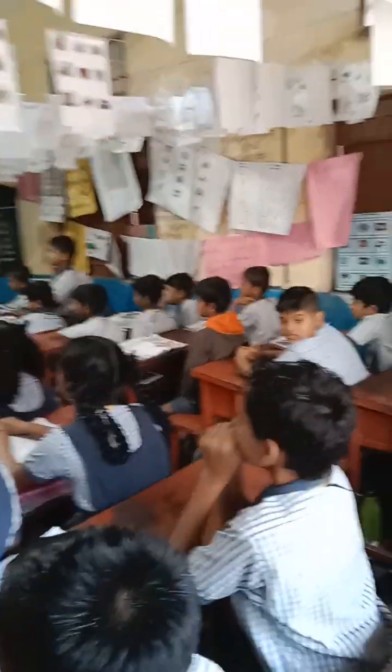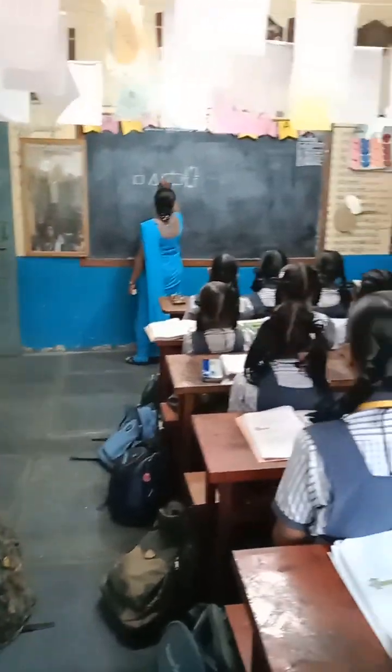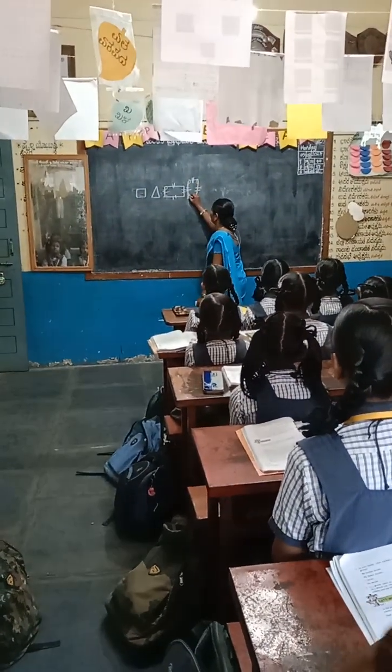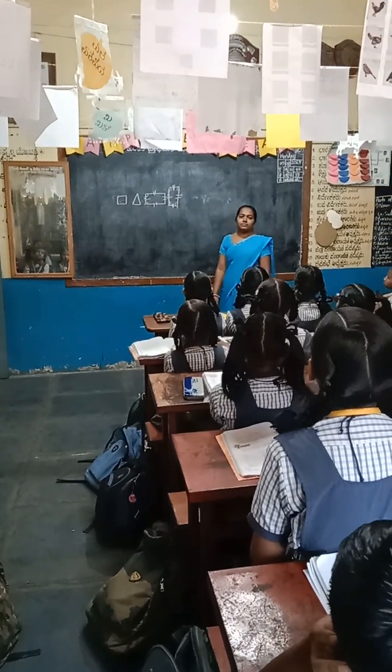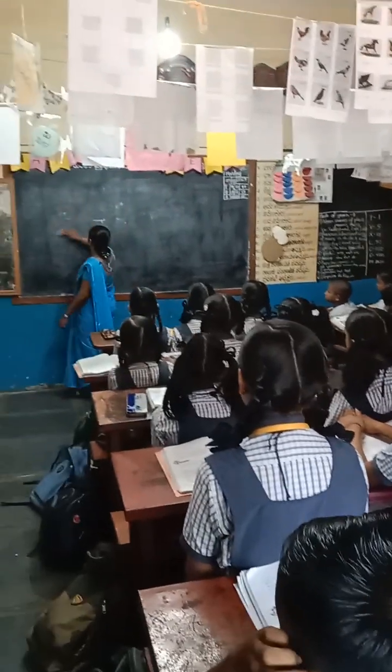In these shapes, we find corners. Here also a corner, here also a corner. So, what is this corner in the mathematical part? It is known as angle.